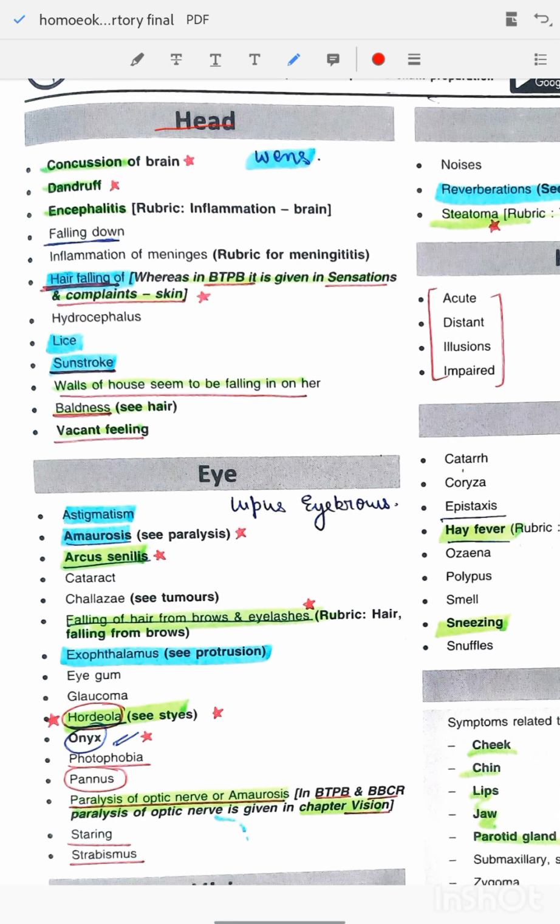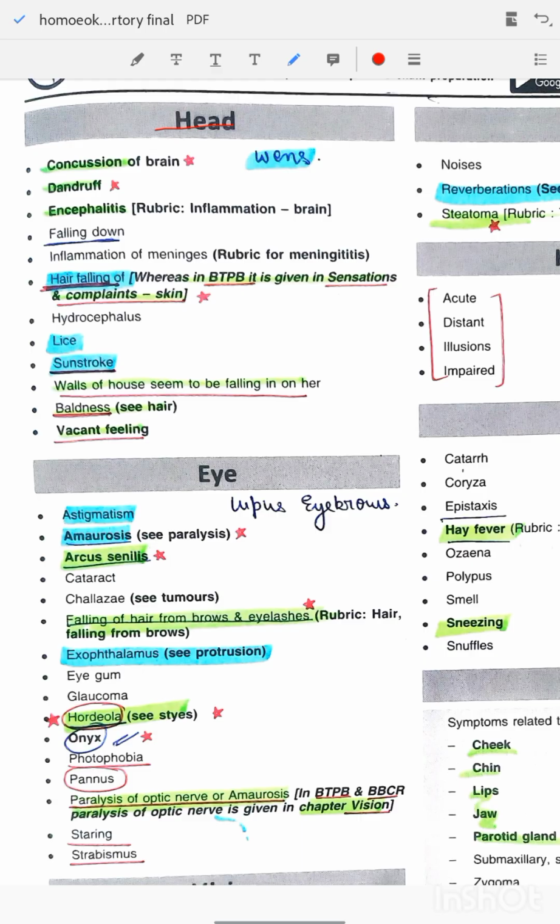In head, we have different rubrics such as concussion of brain, dandruff, encephalitis, falling down, inflammation of meninges, hair falling. In BTPP, you will find hair falling in sensation and complaints, hydrocephalus, lice, sunstroke, wall of house seems to be falling in on her, baldness and vacant feeling.